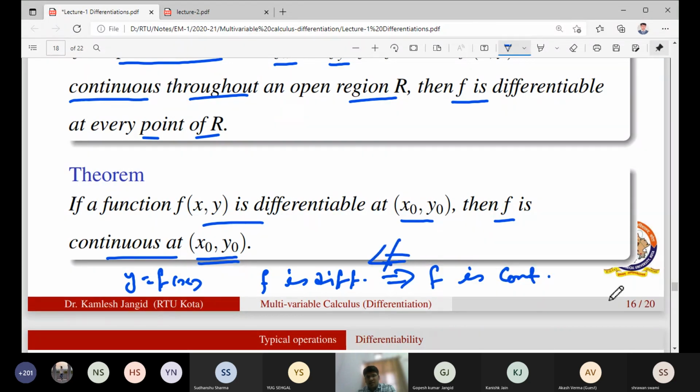All right. If your function is differentiable in case of one variable, then it must be continuous also. But if your function is continuous, then it is not necessary that your function is differentiable in case of one variable. Similarly, this is also valid for two variables or more than two variables. If your function f(x,y) is differentiable at the point (x0, y0), then your function is continuous at the point (x0, y0). So again, note down this definition.